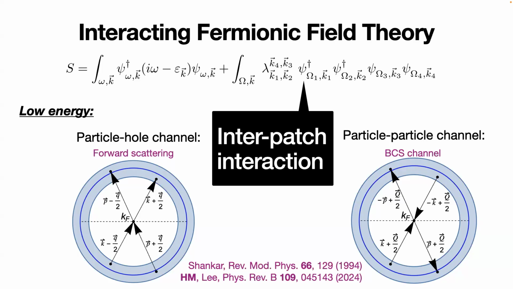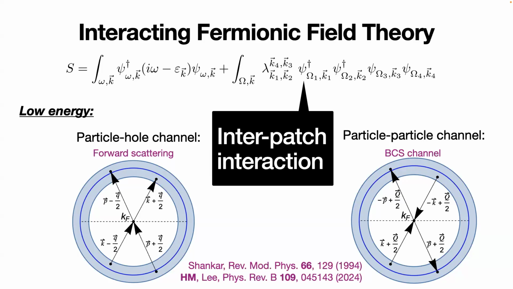But in the low energy limit, if we require all the fermions to be close to the Fermi surface, then the 3 independent momenta should have more constraints. So we can consider only 2 different channels, 2 different scattering processes induced by this interaction.